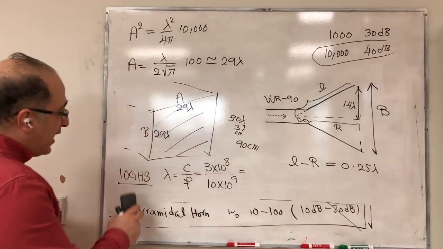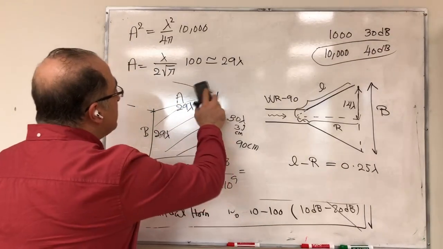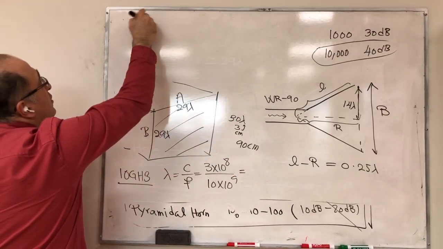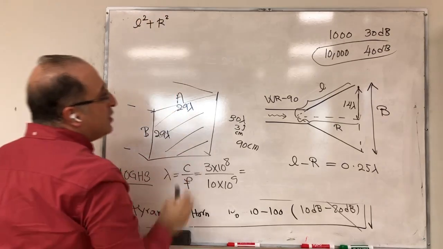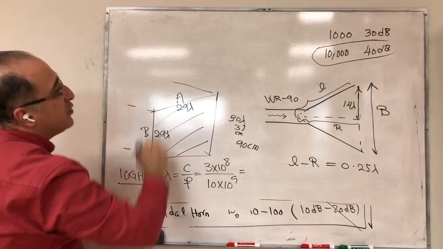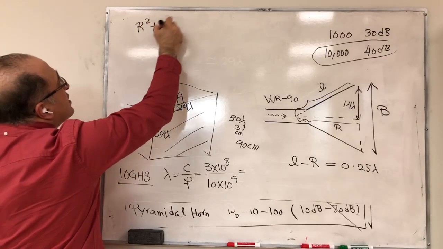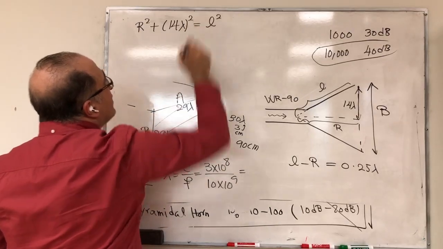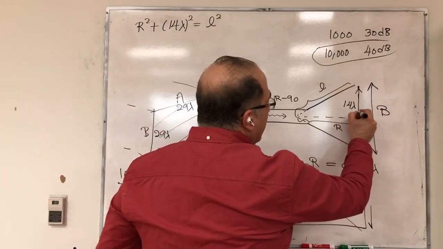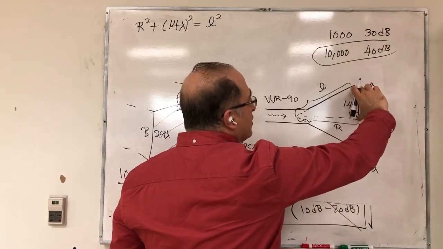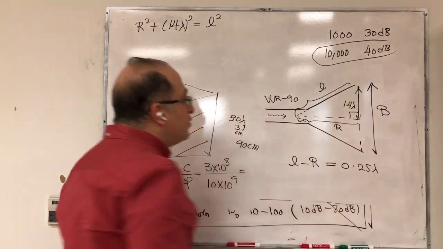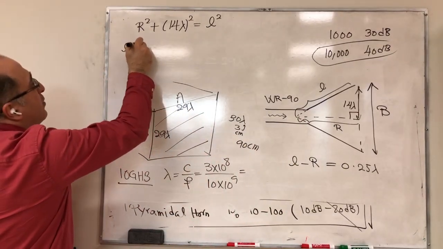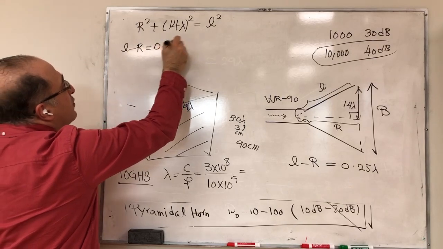Therefore, that gives me an equation. The equation is that R squared plus 14 lambda to the power of 2 should be L squared. So you see, in this triangle, R squared plus 14 lambda squared should be equal to L squared. And I also know that L minus R is 0.25 lambda.